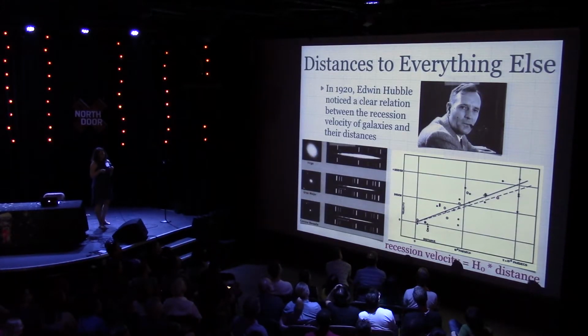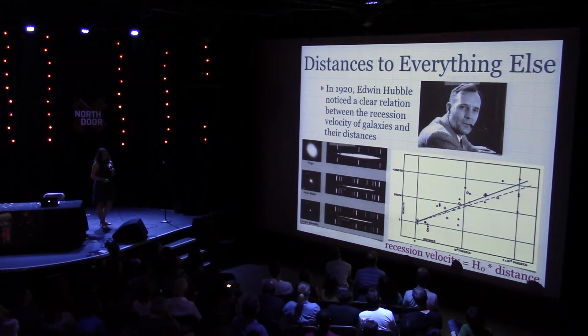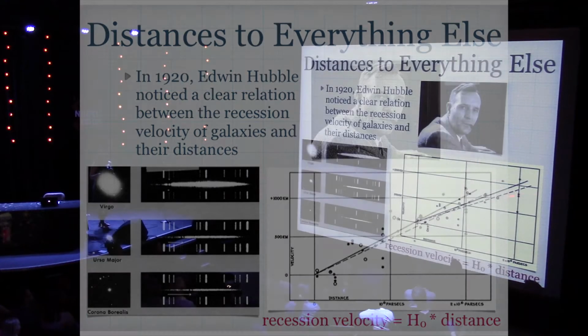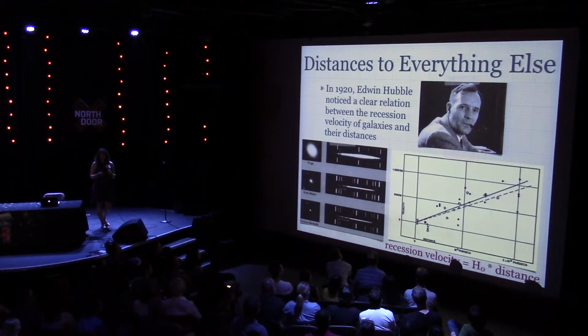So for the final rung of our distance ladder, we have Edwin Hubble to thank. He was looking at galaxies that had known distances from variable stars or Type 1A supernova, and he was looking at their spectral lines. We heard about spectral lines from Dr. Sokol and from Sinclair earlier. You see there are some spectral lines right here, and they move to the right. Well, if he knew the distance, and he could calculate how fast they were moving away from us using where these spectral lines fell, then he figured out that there is a clear relationship between how fast something is moving away from us and how far away it actually is.